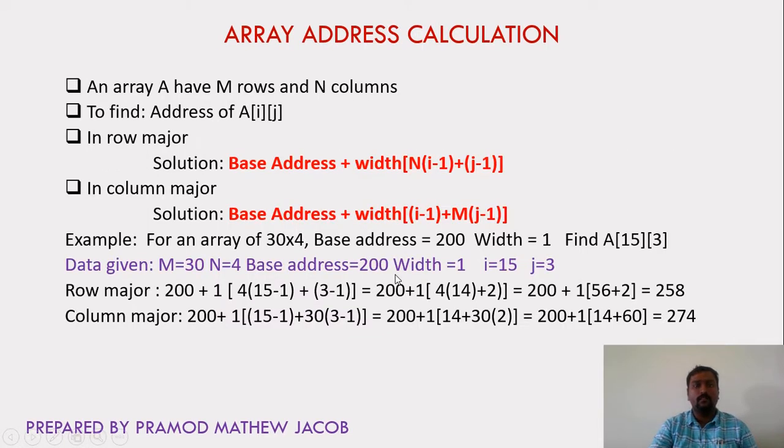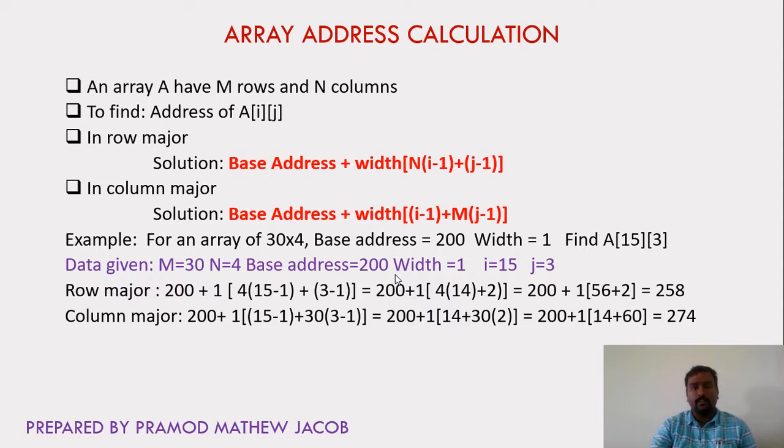Now let's consider the array address calculation. Consider an array having m rows and n columns, and if we want to find the address of a particular element, that is a[i][j], where i represents the row index and j represents the column index, then in row major scheme the solution can be like base address plus width times n into (i minus 1) plus (j minus 1), where width is the size of the data item.